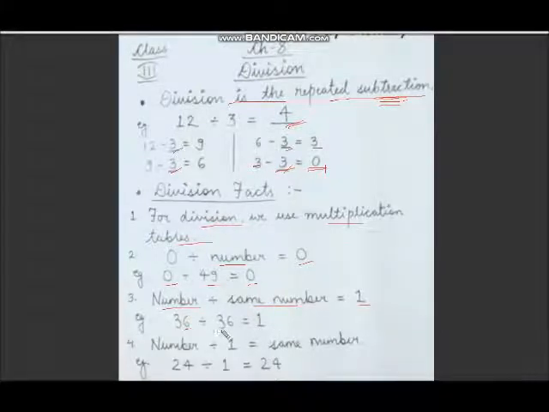For example 36 divided by 36 is equals to 1 because 36 की table में 36 1 times ही आता है. Number divided by 1 is equals to same number. और जब हम किसी number को 1 से divide करेंगे we'll get the same number. For example 24 divided by 1 is equals to 24.